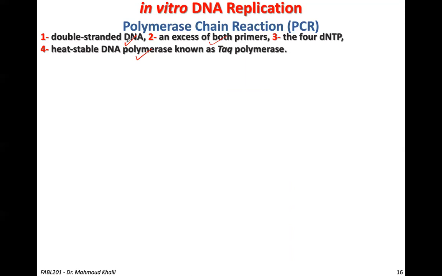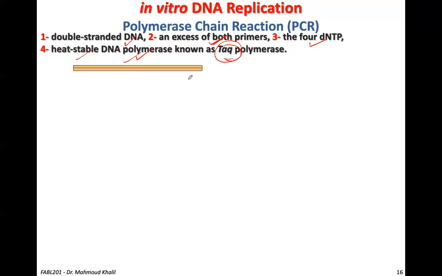فعندنا 4 components للبي سي ار عشان نعمل في تيست تيوب. عندنا double stranded DNA، عندنا excess of both primers, you need 2 primers, and you have the 4 nucleotides, of course the ATCG, and you need to have a DNA polymerase. The famous DNA polymerase which is used is what is called the Taq polymerase. And this has to be heat stable because in order to melt the DNA, you need a high temperature. So you need an enzyme that is heat stable and cannot be affected by temperature.